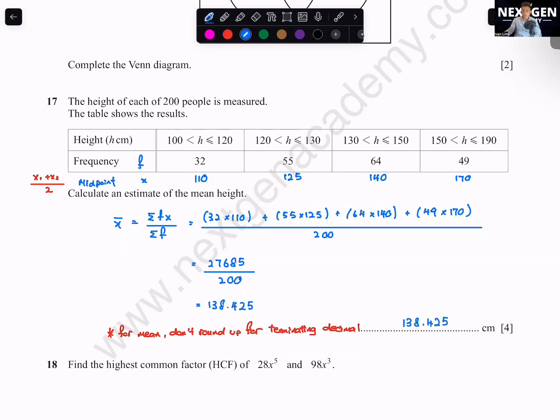Why? What do I mean by terminating decimal? You type into your calculator, it's not 138.425341123, which keeps going on and on. That means it's not an irrational number. Terminating decimal means it will end on your calculator. It only shows you 138.425. In other types of questions, normally we round it up to 3 significant figures. In mean, this one is 6 significant figures, but you don't round it up to 138. It's just the formula, how they actually evaluate you.